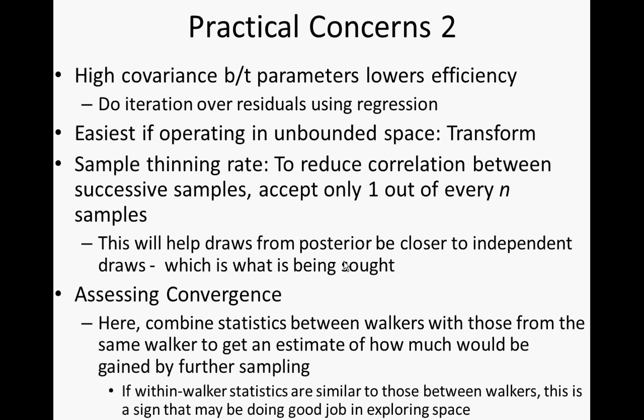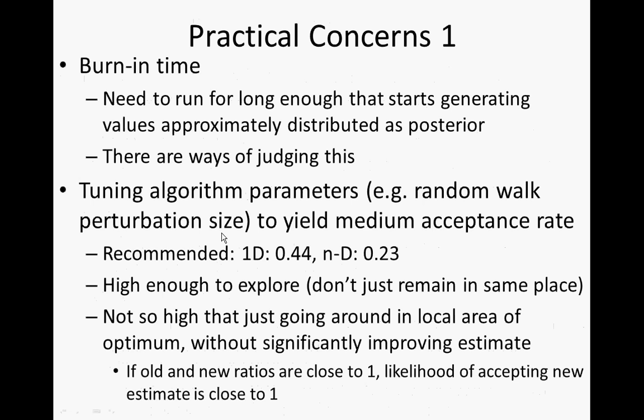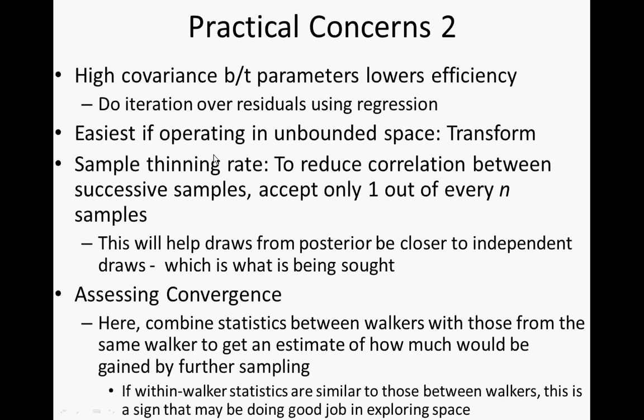To assess convergence of the overall algorithm, this is not specifically about burn-in time, but convergence more generally. The book by Gelman, Bayesian Data Analysis, has some nice discussion about using between-Walker and within-Walker variance to assess how much will be gained by further sampling. Essentially, if within-Walker statistics are similar to those between Walkers, it may be a sign that you've done a pretty good job exploring the space for each Walker, and there's not much additional need to run further within a given Walker.